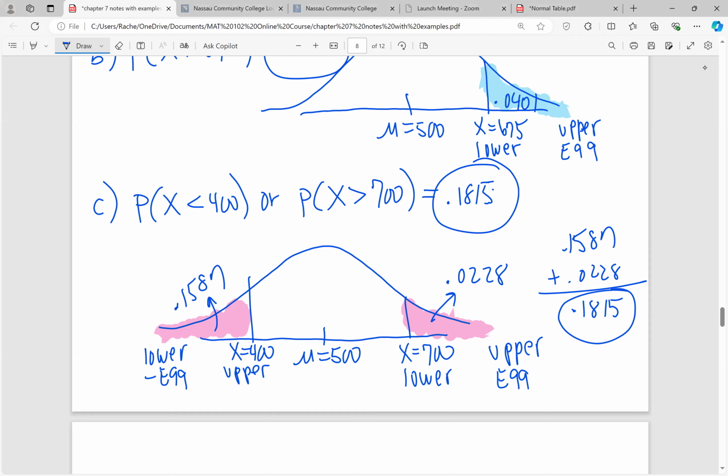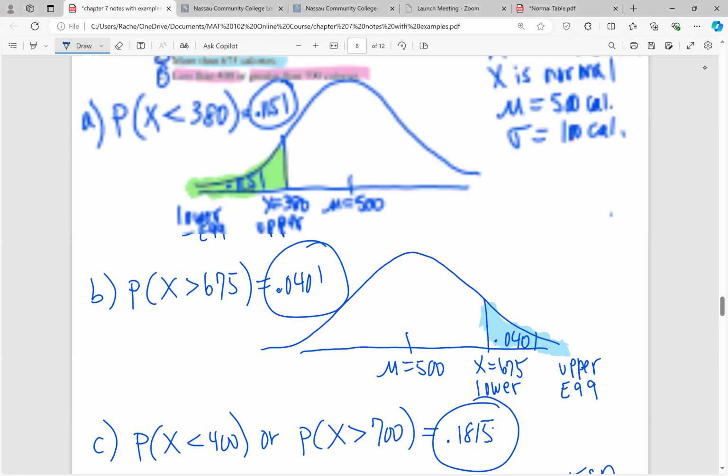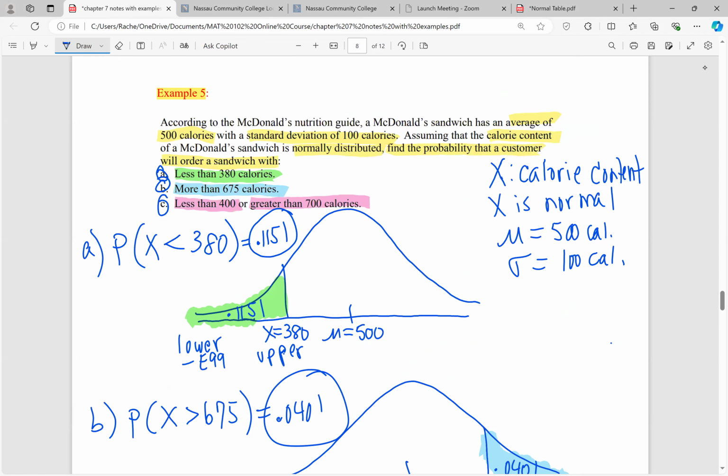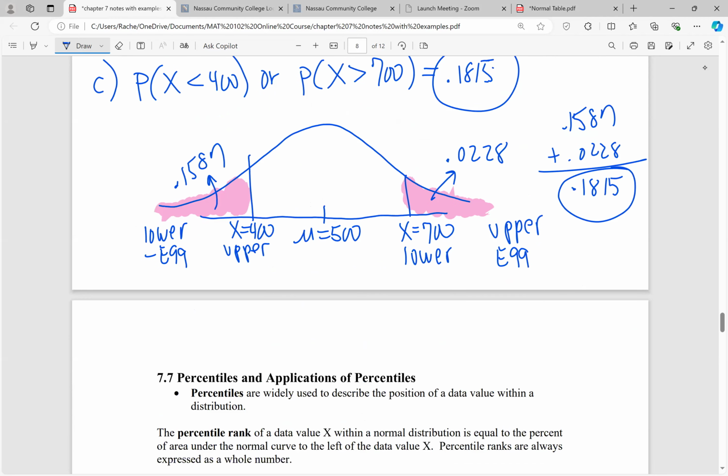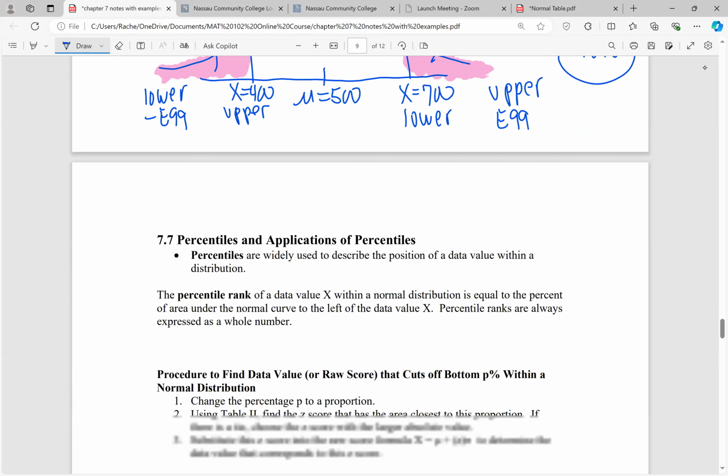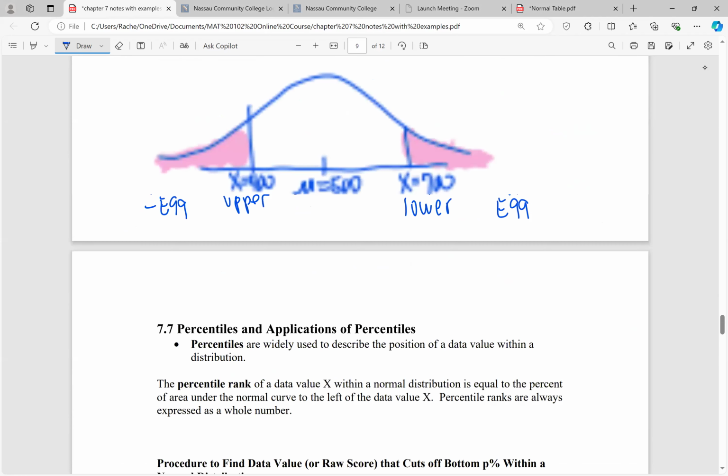And that wraps up example 5. There were those 3 parts. So in the next lesson, we're going to move on and we're going to start percentiles and applications of percentiles.